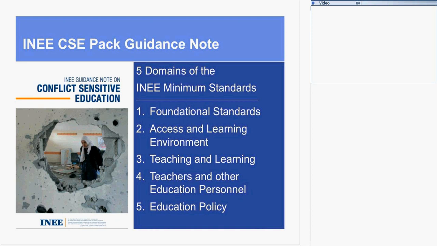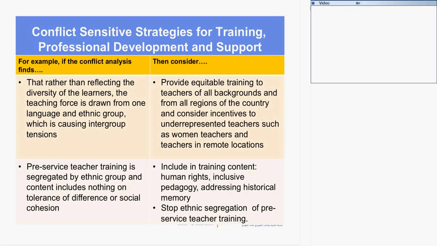So let's look at an example. For example, if when you do your conflict analysis, you find that rather than reflecting the diversity of the learners, the curriculum is drawn from one language and one ethnic group, and this is causing intergroup tensions, what conflict-sensitive education strategies might you want to consider to adapt programs? One would be to start providing equitable training to teachers from different backgrounds and from different regions of the country. And also, you might consider using incentive schemes so that underrepresented teachers, such as women and teachers from ethnic groups that aren't represented, are encouraged to apply and participate.